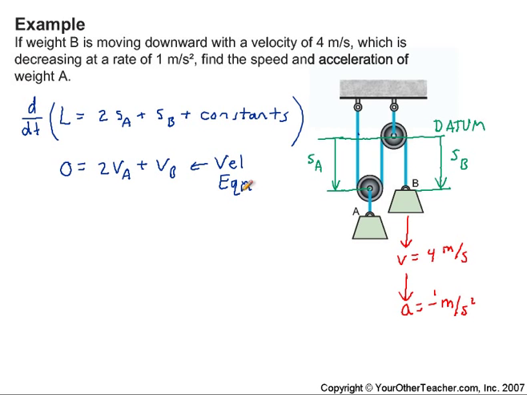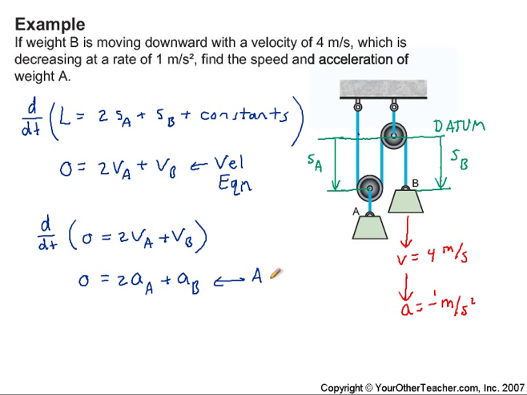Now we also want to know acceleration relationships. So we need to take the derivative one more time. And when we take the derivative, the result is 0 equals 2 times the acceleration of a plus the acceleration of b. Okay, this gives us our acceleration equation.